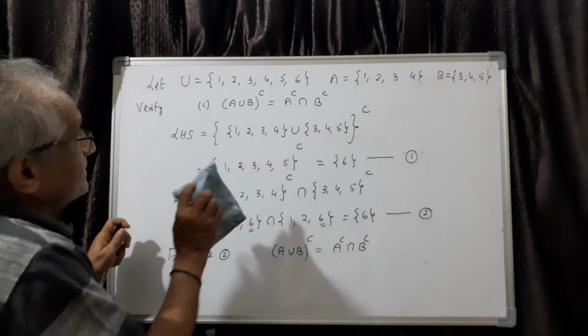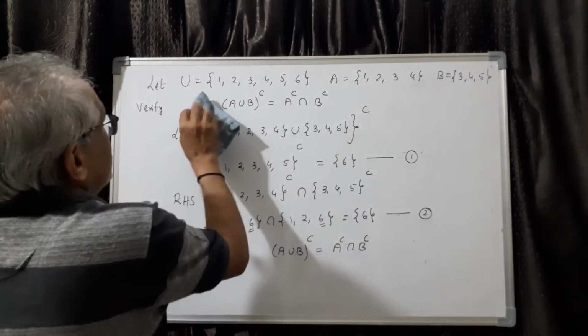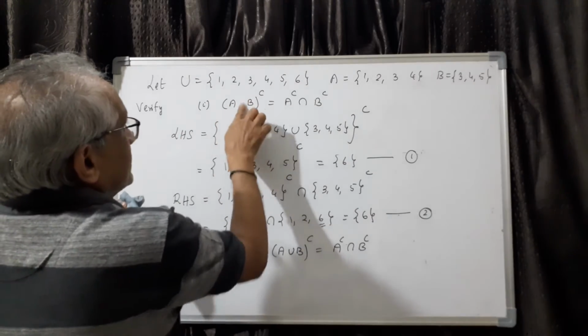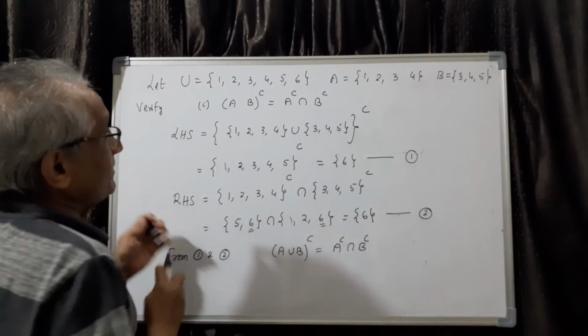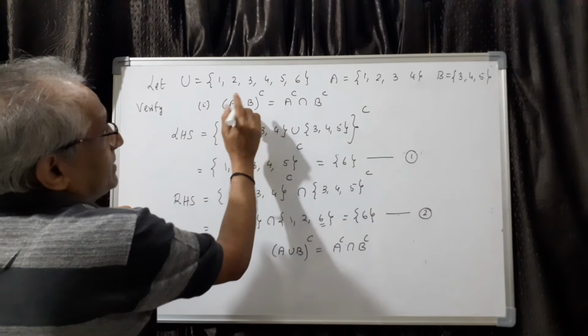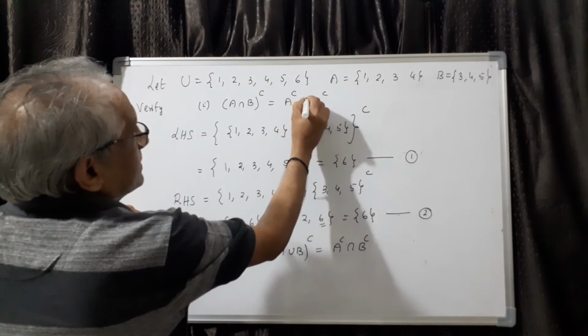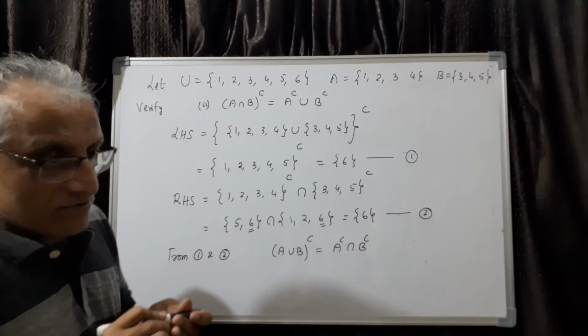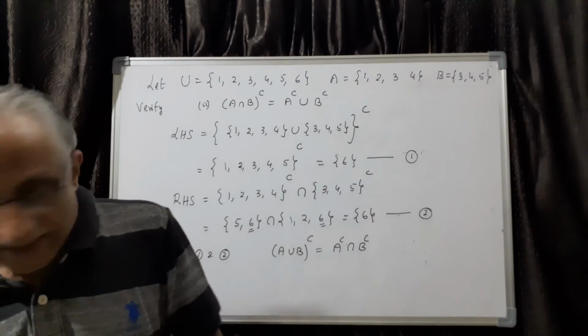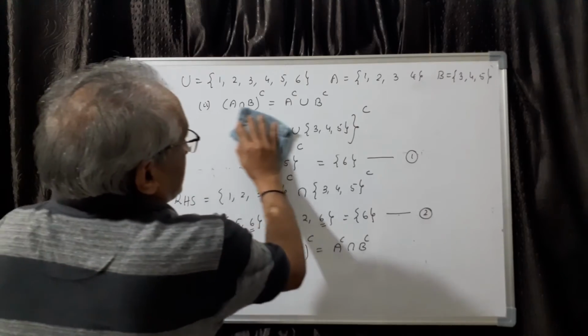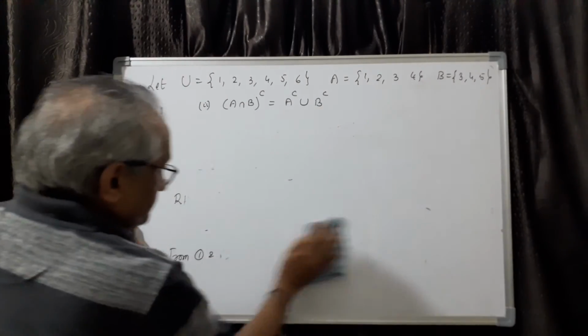Now let us take the second law also with the same example. Second law is this. I will change here only so that it is easy for you to remember. Here intersection, here union, here intersection, here union. So this is the second one. Let me do that also. Now let us take the left hand side.